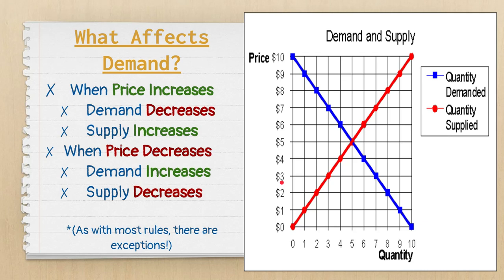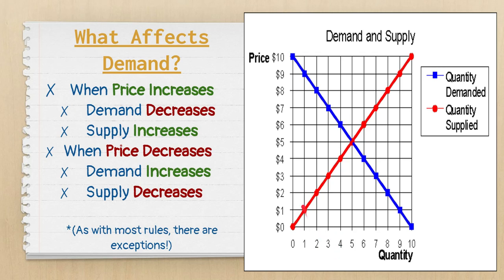Well, at $3, we're going to go across. We're going to hit this first line. Is that the supply or the demand line? Well, we see it goes up to the sky, so that's the supply line. So at $3, we know our supply is 3 units. We are going to supply 3 units of whatever we're selling.